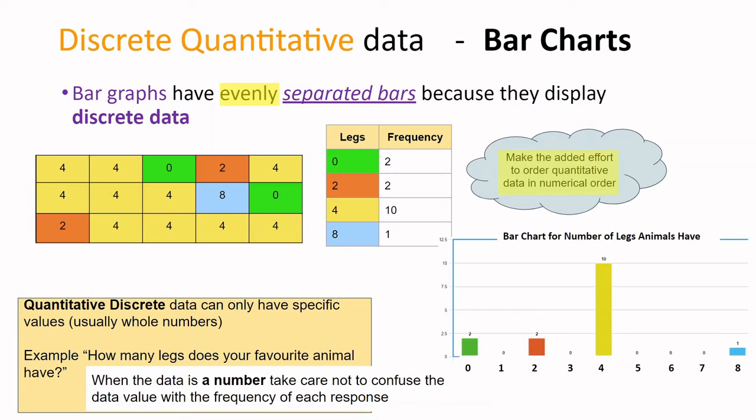What is necessary, however, is that I label my axes. Remember, this is a frequency diagram. The frequency is always labeled up the vertical axis, and these numbers across the bottom represent the numbers of legs of these animals, so make sure that's labeled as well.